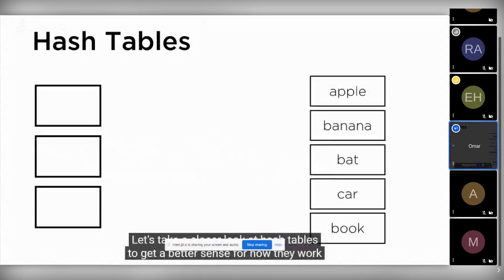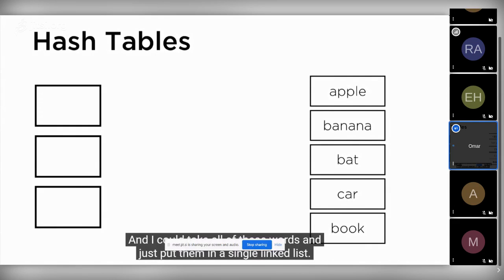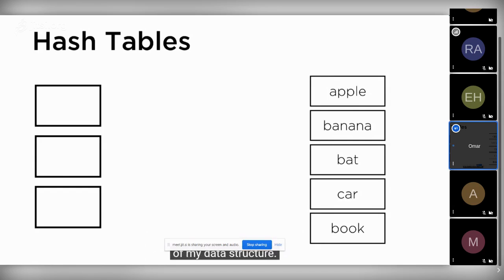Let's take a closer look at hash tables to get a better sense for how they work and how they're going to be useful for this load function. Here, for example, I have 5 words that I would like to store inside of my hash table: apple, banana, bat, car, and book. And I could take all of these words and just put them in a single linked list. But then I'd have a pretty long linked list of 5 words that I would have to traverse if I wanted to find whether any one particular word was inside of my data structure.